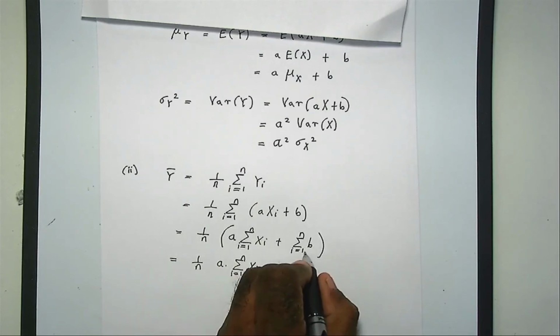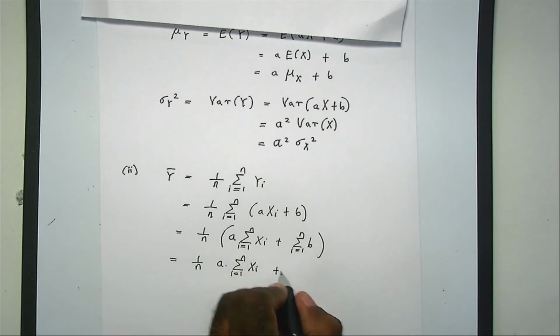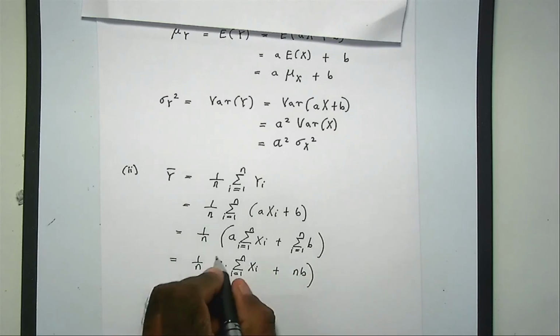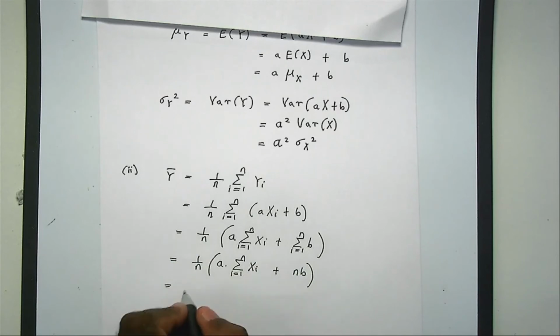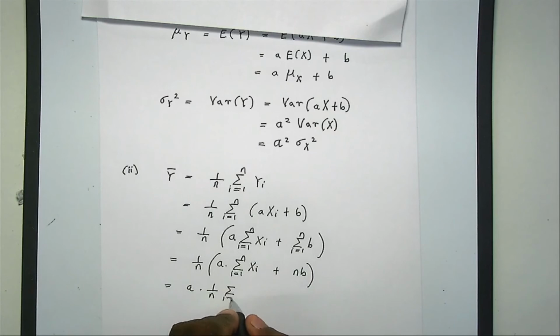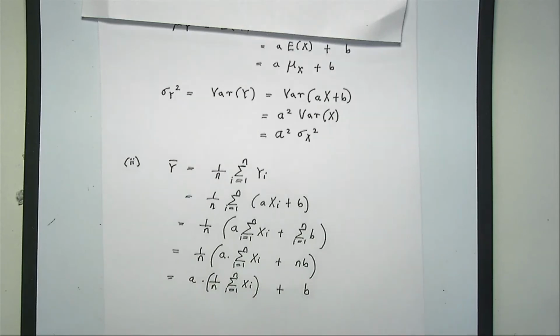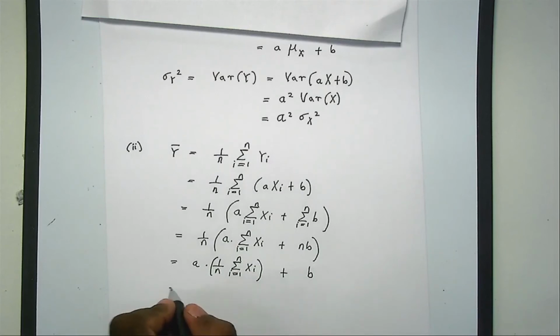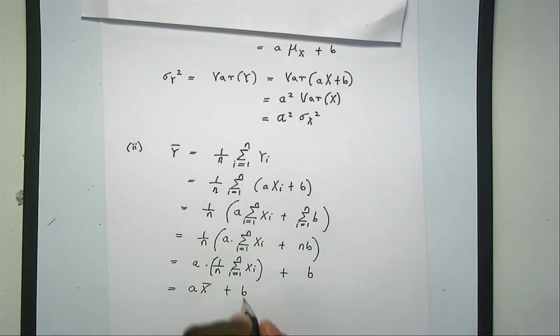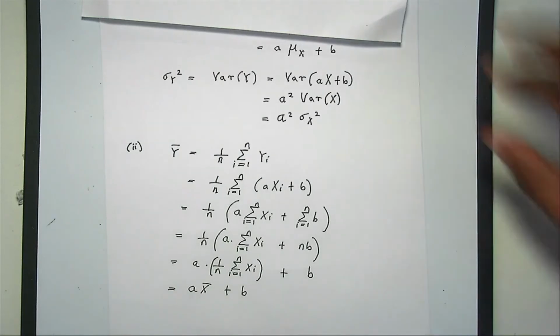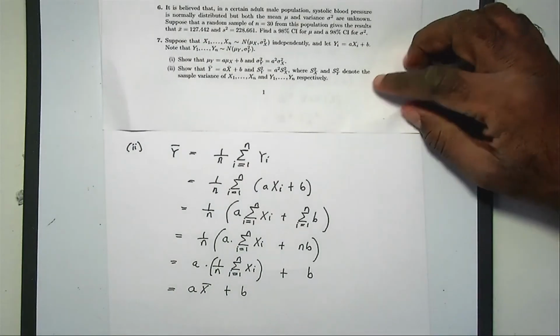Now the sum of b is a constant, so it's going to be n times b. If you take the n inside, this will be a times 1 over n times the sum of x_i, and the n and the n here cancel, so this will be b. Now this guy here is the sample mean for the x's, so this is a x bar plus b as required. Alright, so that's the first part of part 2.